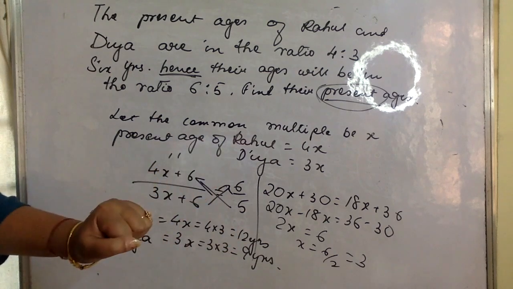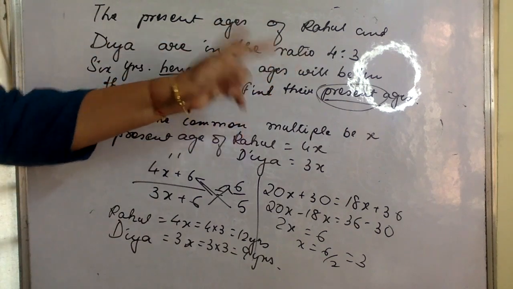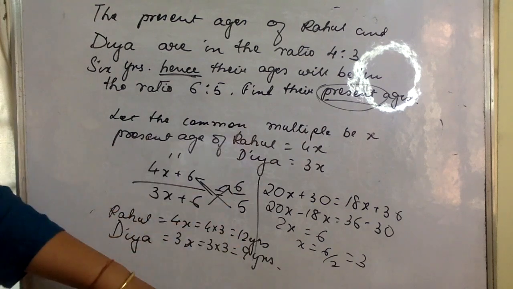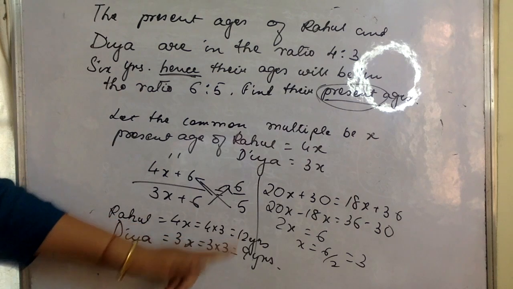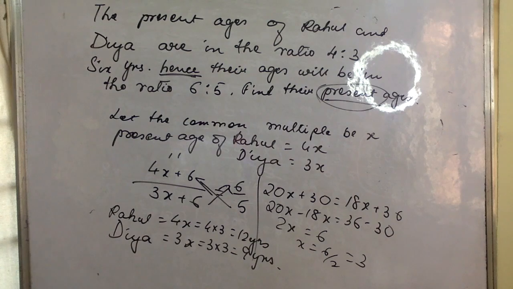Another thing, be very careful, because since their present ages were in the ratio 4:3, Rahul was bigger and Diya was younger. It is clear. Here also, when you get your answer, check whether Rahul is still bigger and Diya is still smaller or not. You must check that. Okay, so that is it.